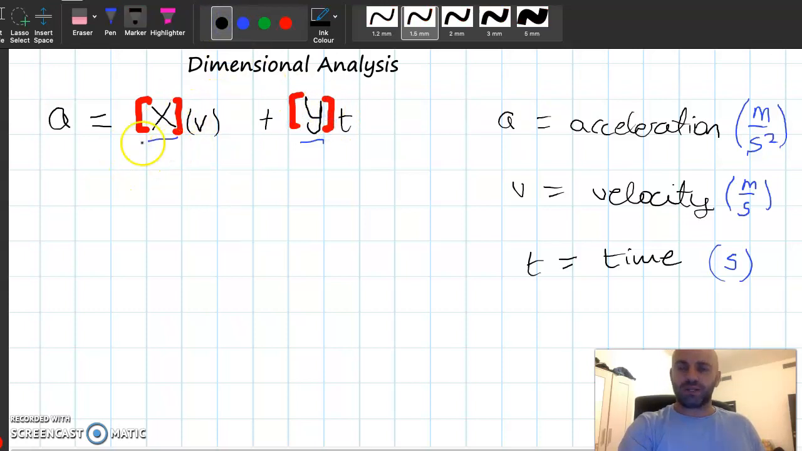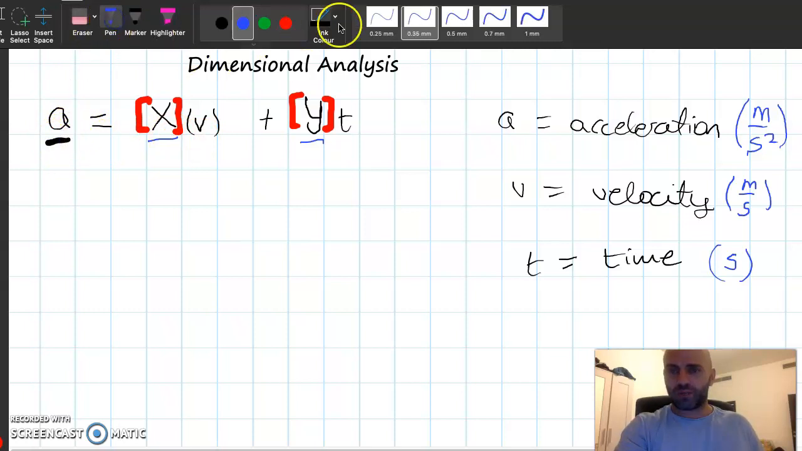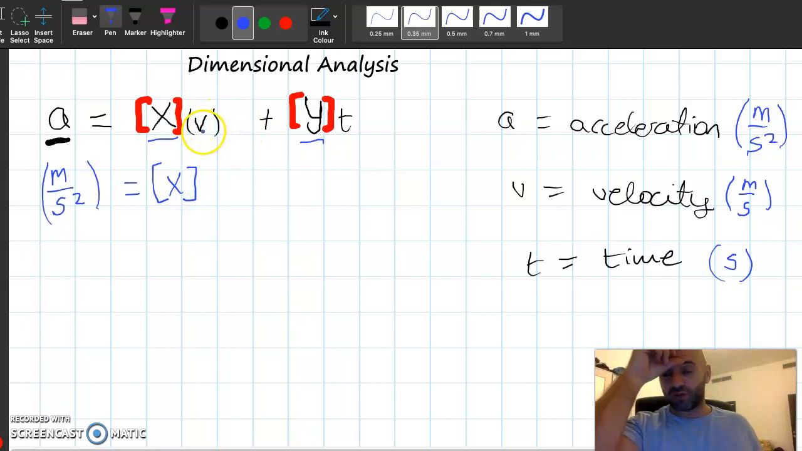So what we'll do is we'll take each one separately. We know that the units of a are meters per second squared. I have x, so I'm going to put x in a big square bracket, and I'm going to put in the unit of meters per second for velocity.